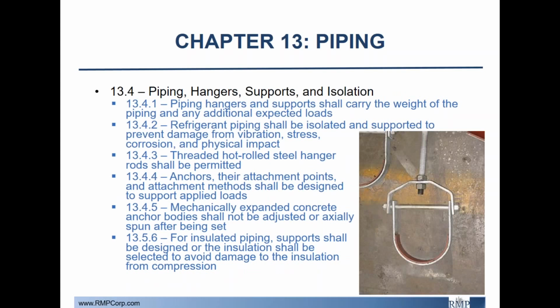For piping hangers and supports in isolation, it's pretty intuitive that they should be able to carry the weight of piping and any additional expected loads. Refrigerant piping shall also be isolated and supported to prevent damage from vibration, stress, corrosion, and physical impact. Threaded hot-rolled steel hanger rods shall be permitted, and anchors, their attachments, and methods shall be designed to support applied loads. Mechanically expanded concrete anchor bodies shall not be adjusted or axially spun after being set, and for insulated piping, support shall be designed or the insulation shall be selected to avoid damage to the insulation from compression.